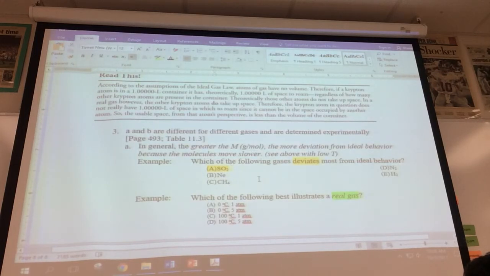Oops, I left the answers in. Explain to me why sulfur dioxide would deviate the most from ideal gas behavior. It has the greatest molar mass. Now, if the question said which behaves most like an ideal gas, the answer would be hydrogen gas with the smallest molar mass.